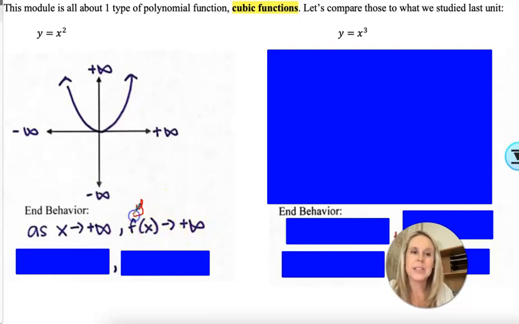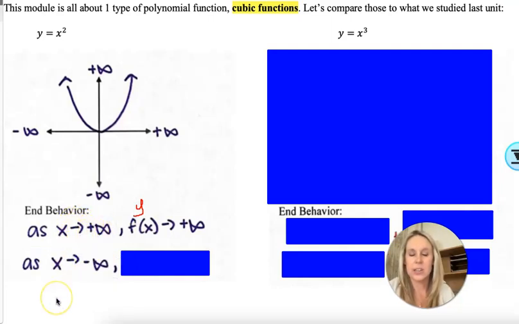So last module, we said y. Let's be a little bit more fancy this module. We're going to say f of x. And we know we've got two answers for our end behavior. You've checked the right side of the graph, positive infinity. We have to check the left side of the graph, negative infinity.